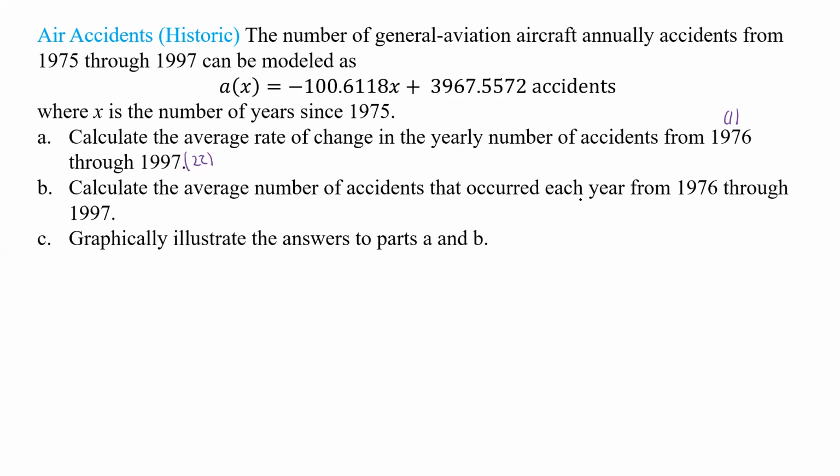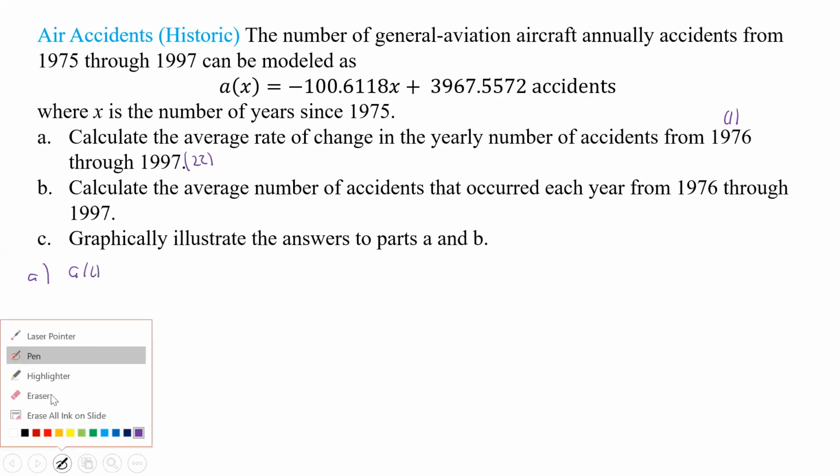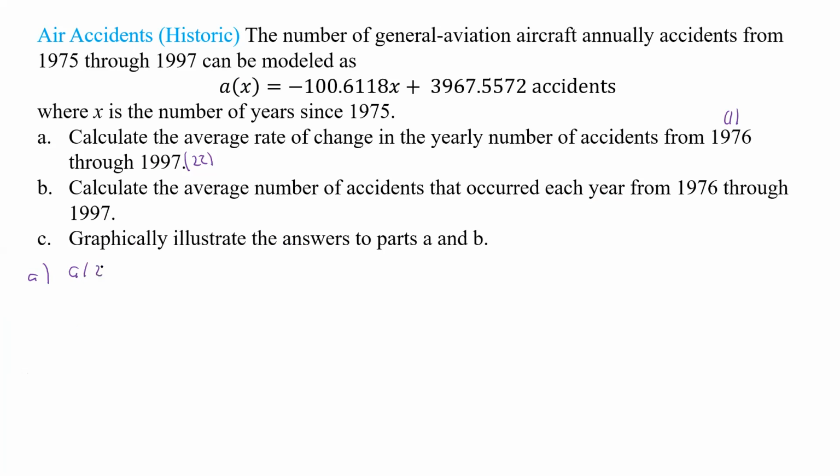Calculate the average number of accidents that occurred each year from 76 through 97, and then graphically illustrate the answers to part A and part B. All right, so part A, average rate of change. Well, remember, we can just plug in and say we want to take A of 22 minus A of 1, divided by 22 minus 1.